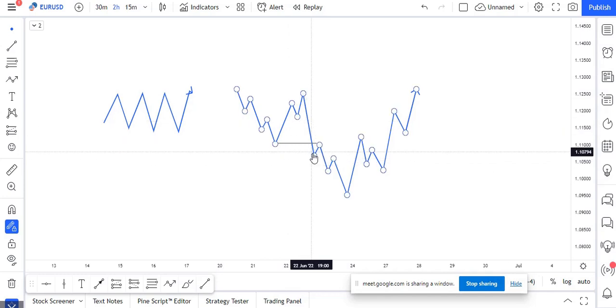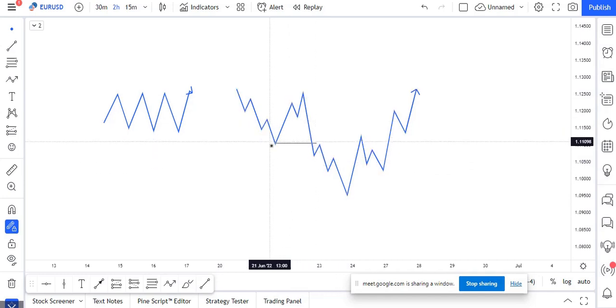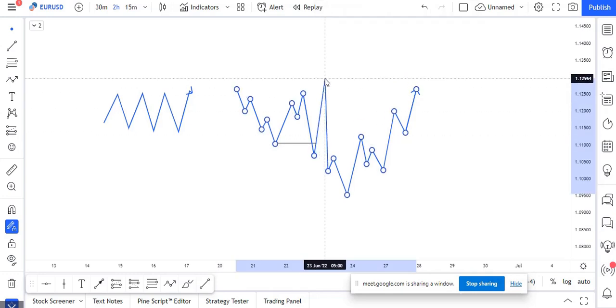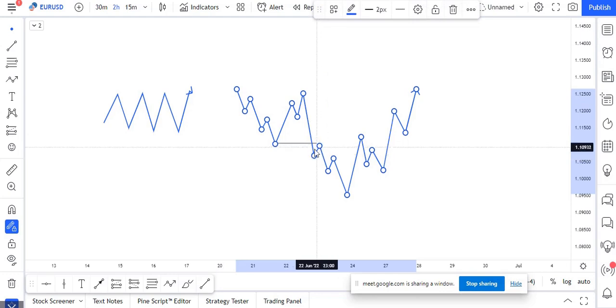Like if this low was a weak low and this move right here was a liquidity grab, we would have seen momentum to the upside. But price didn't show any momentum. Rather, we are seeing the price sustaining below this low right here.